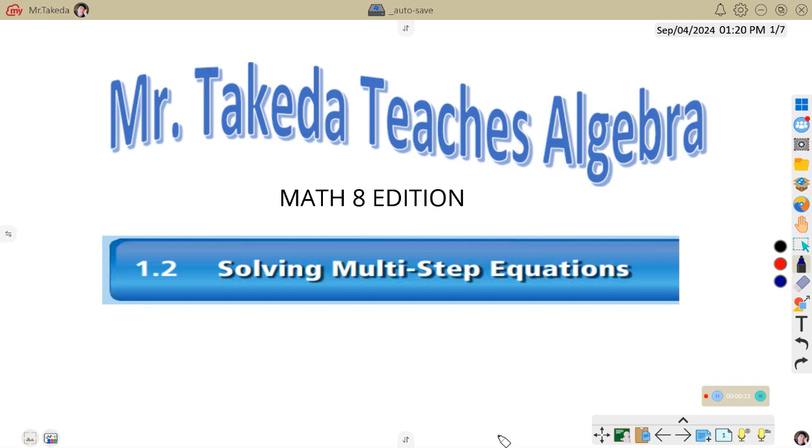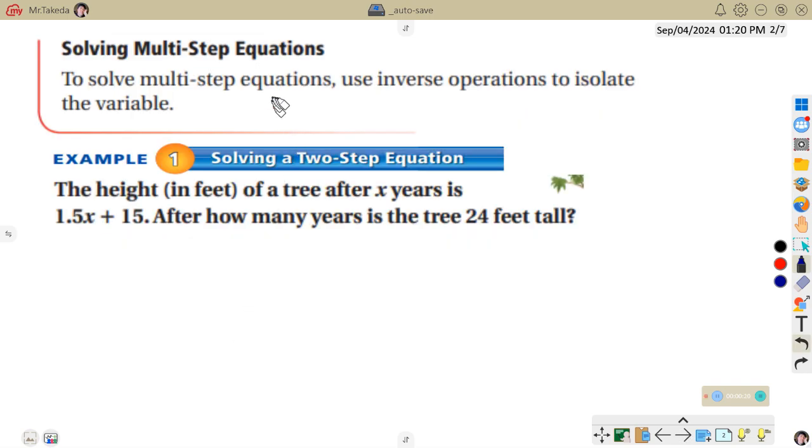This is lesson 1.2 on solving multi-step equations. When we solve multi-step equations, we want to use inverse operations to isolate the variable. In other words, we're going to undo the math that's shown in front of us. We have to think backwards. What do we mean by inverse operations? Like I said, they're operations that undo each other. So addition is undone by subtraction, and multiplication is undone by division. All right, so keep those in mind as we get started here.